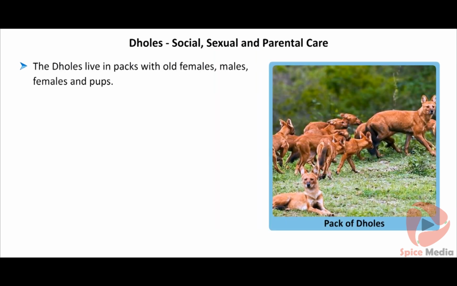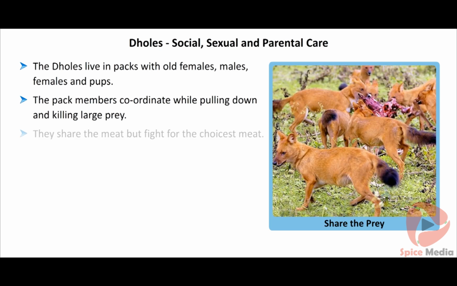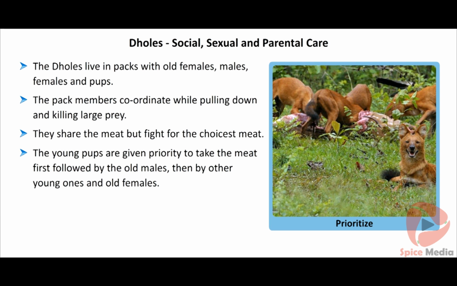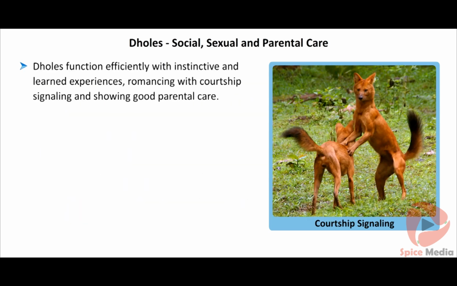The Dholes live in packs which consist of old females, males, females and pups. The pack members coordinate while pulling down and killing large prey such as adult sambar deer. There is a tendency to share the meat among the members of the pack, but they fight for the choicest meat. The young pups are allowed to take the meat first, followed by the old males, then by other young ones and old females. The Dholes exhibit intensive parental care by changing the den frequently in order to keep the pups safe from predators. Dholes function efficiently with instinctive and learned experiences, romancing with courtship signaling and showing good parental care.